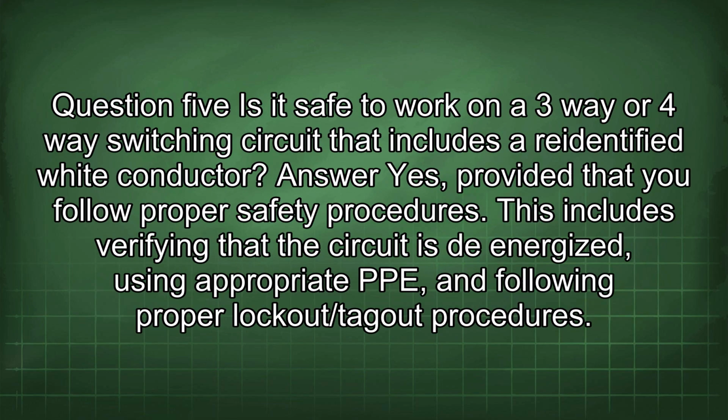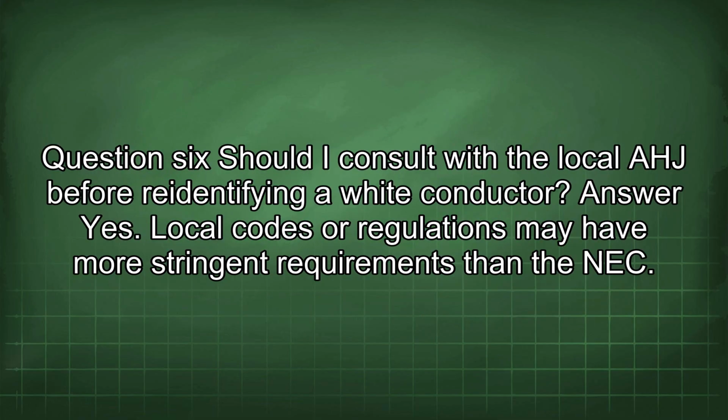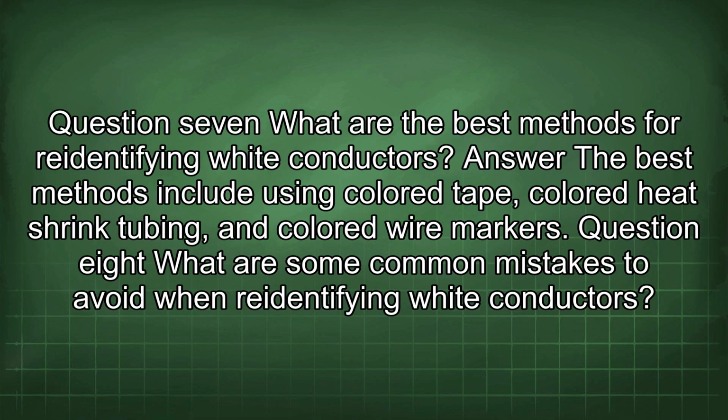Question 5. Is it safe to work on a 3-way or 4-way switching circuit that includes a re-identified white conductor? Answer. Yes, provided that you follow proper safety procedures. This includes verifying that the circuit is de-energized, using appropriate PPE, and following proper lockout/tagout procedures. Question 6. Should I consult with the local AHJ before re-identifying a white conductor? Answer. Yes. Local codes or regulations may have more stringent requirements than the NEC. Question 7. What are the best methods for re-identifying white conductors? Answer. The best methods include using colored tape, colored heat shrink tubing, and colored wire markers.